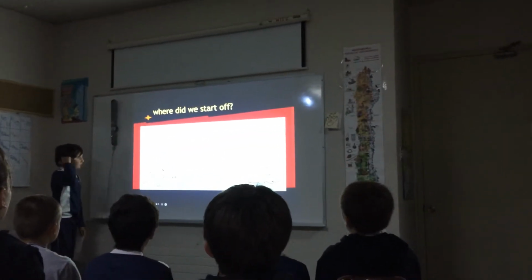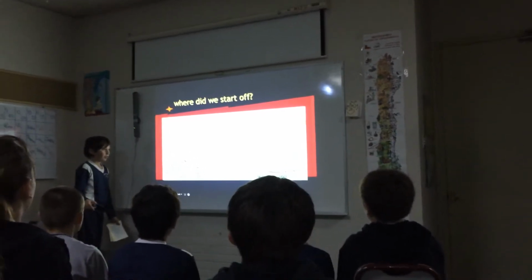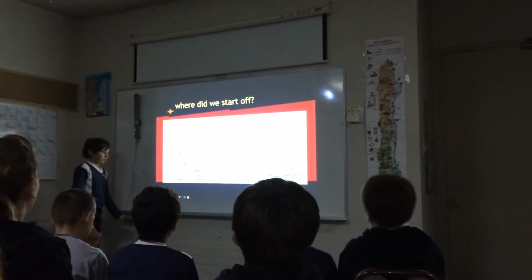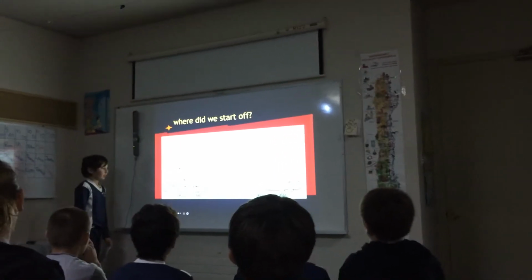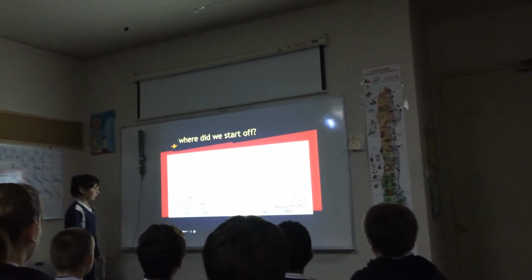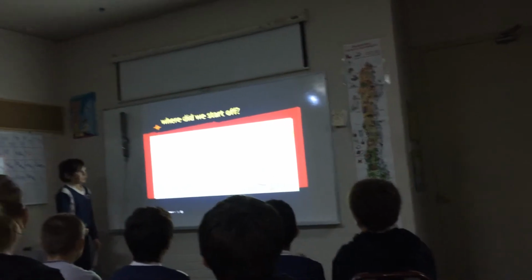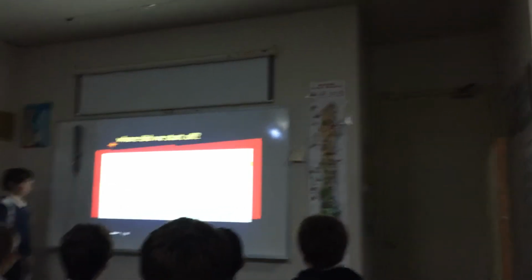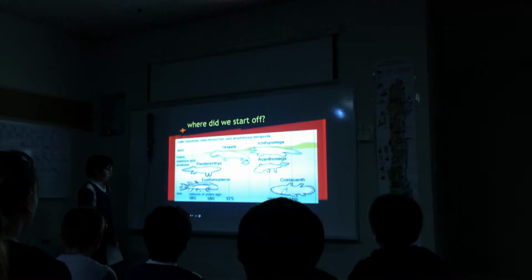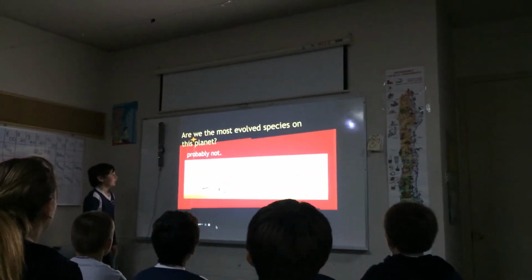Where did we start off? Humans started off around 2 million years ago. And the first species of animals started 385 million years ago. So the species of humankind is a very... I think it's the world species on this planet.